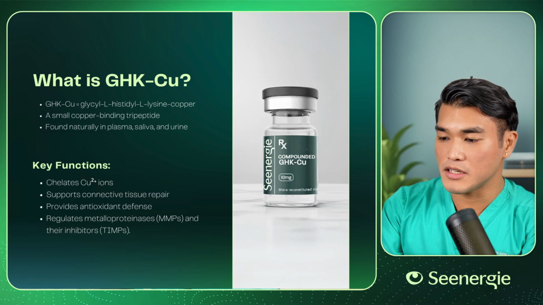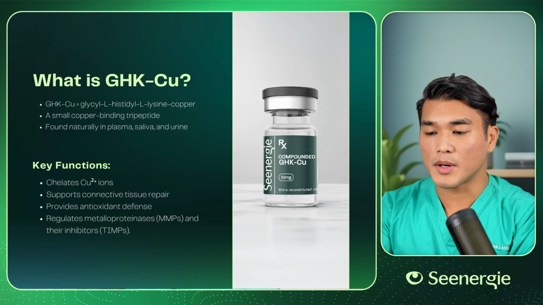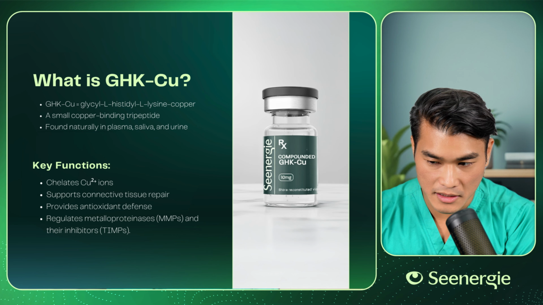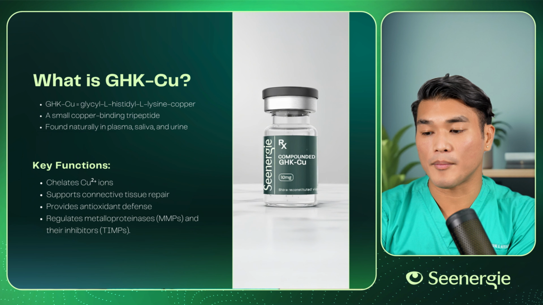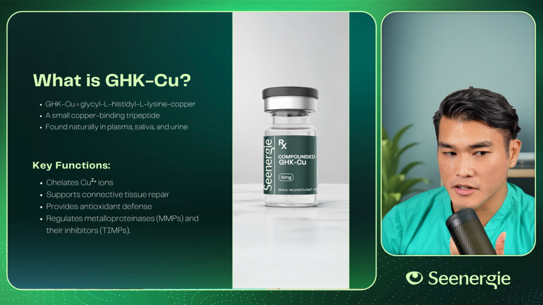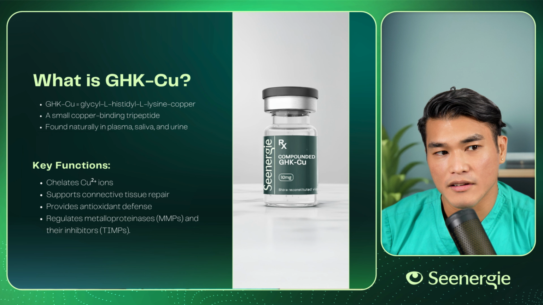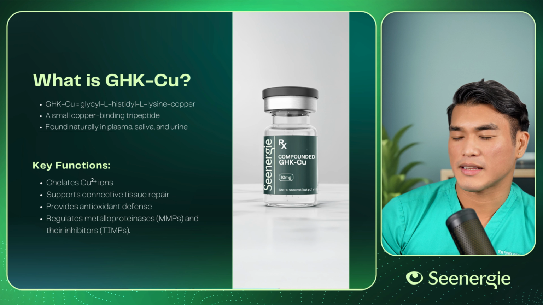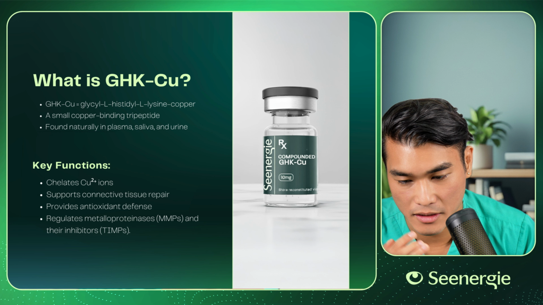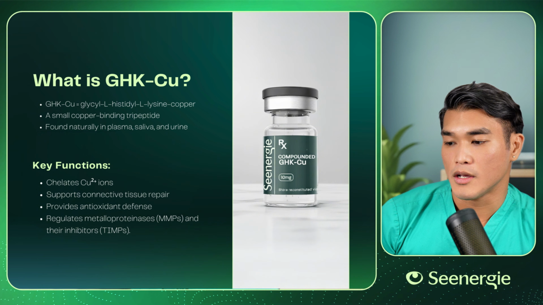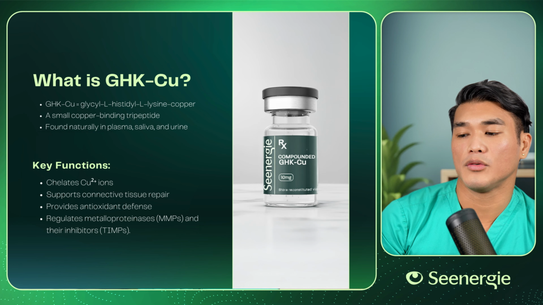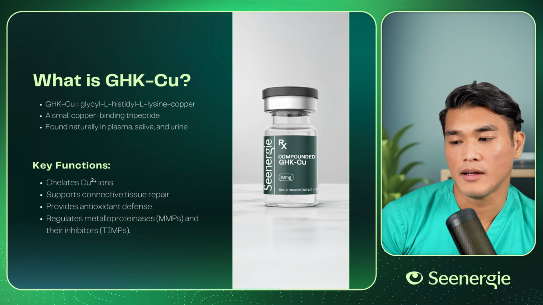So GHK-Cu is a very, very small copper-binding tripeptide. Just three amino acids, glycyl, L-histidyl, and lysine, plus your copper, and it occurs naturally in human plasma, in your blood, in your saliva, in your urine. It was identified by Dr. Loren Pickart in 1973. What we found out about it is that it declines significantly with age, from around 200 ng per ml in your youth to around just 80 ng per ml by age 60.